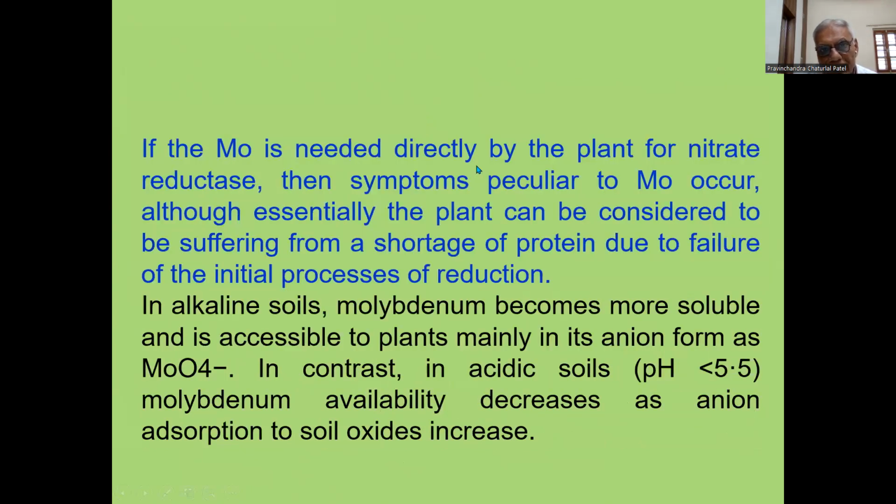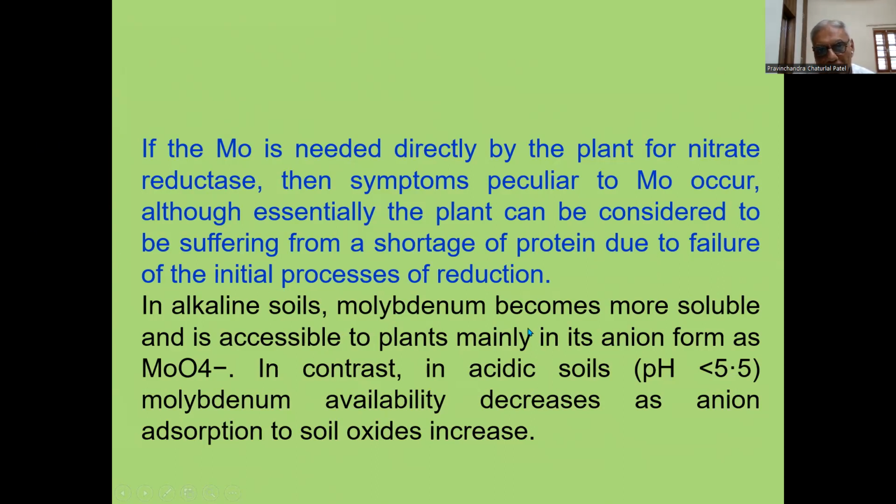If the molybdenum is needed directly by the plant for nitrate reductase, then symptoms peculiar to molybdenum occur, although essentially the plant can be considered to be suffering from shortage of protein due to failure of the initial process of reduction. So you know that nitrogen is less available to the plant and there is a shortage of protein. So protein synthesis is lesser when there is deficiency of the molybdenum.